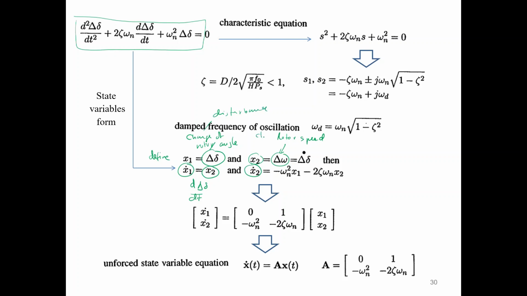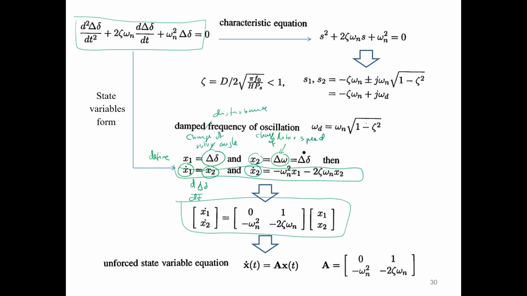This is the change of rotor speed. Now you can rewrite this second order equation into this form, and write it in terms of a matrix. Now you have x1 dot equal to x2, and x2 dot is given by this term here. So you can just rewrite the equation, recheck it, and you get this kind of matrix.